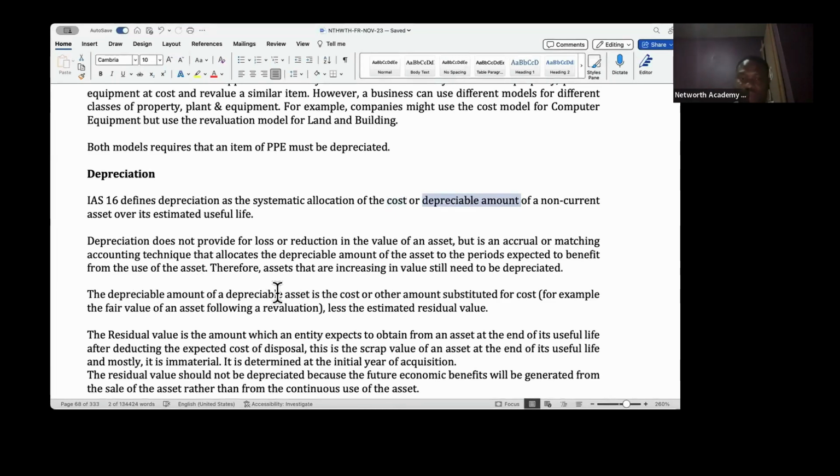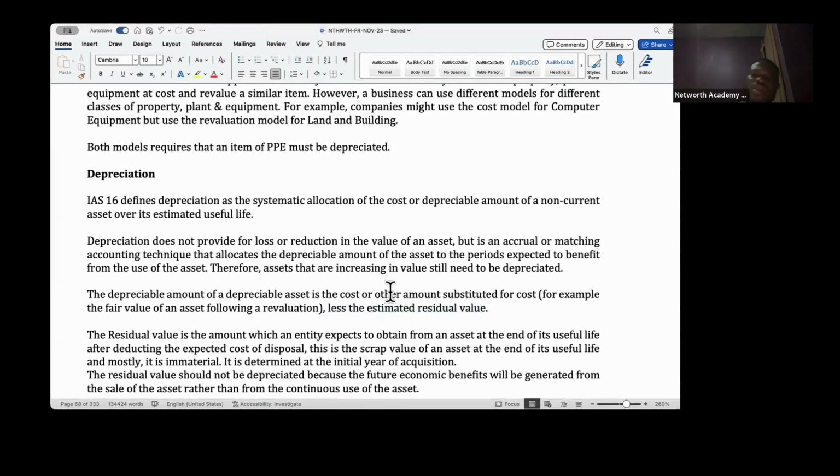Depreciable amount of a depreciable asset is the cost or other amounts substituted for cost, which is mostly fair value, right? It is the cost minus the estimated residual value. So that is the depreciable amount. It is your cost minus your residual value. That means there is something we call residual value that you must deduct from your cost to get your depreciable amount.